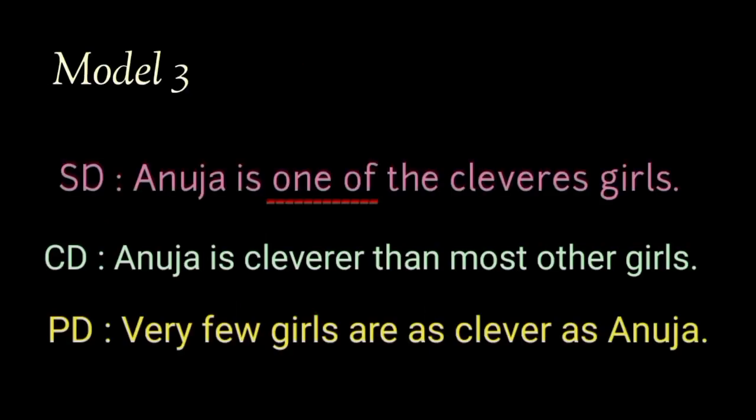Model number 3, superlative degree preceded by one of. Anuja is one of the cleverest girls. Comparative degree: Anuja is cleverer than most other girls. Positive degree: very few girls are as clever as Anuja.